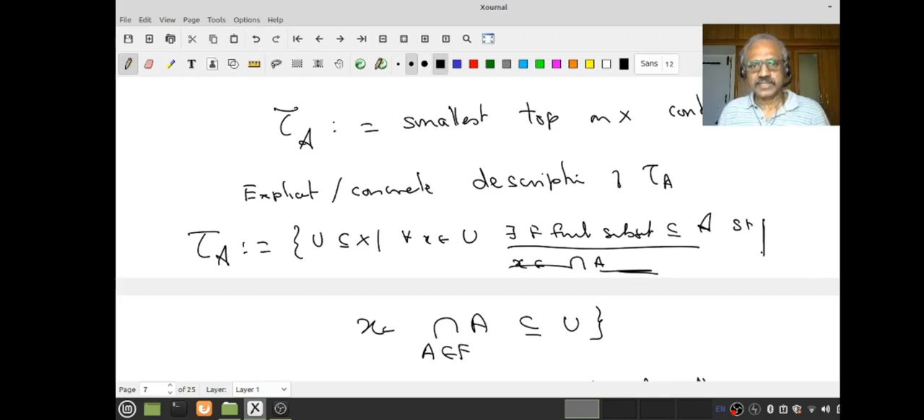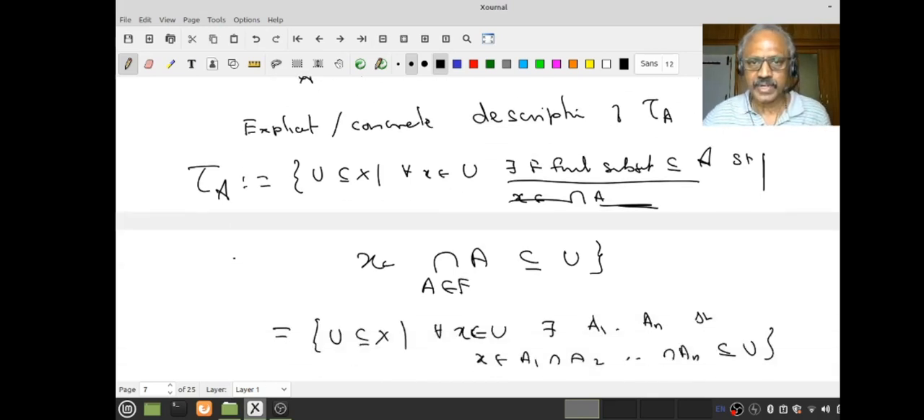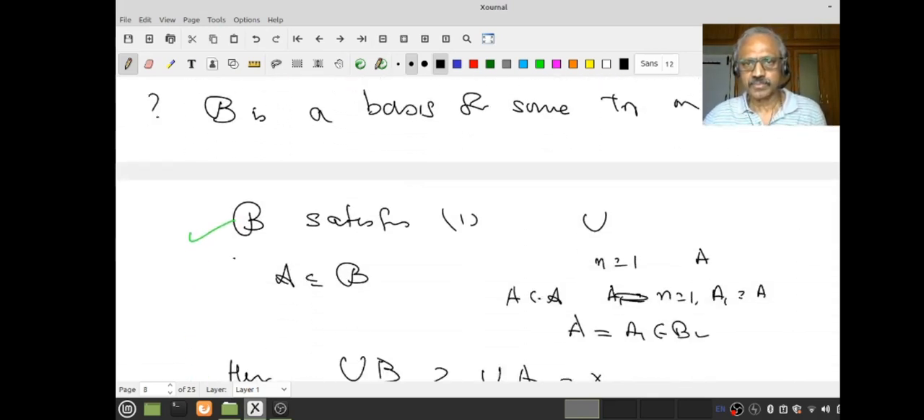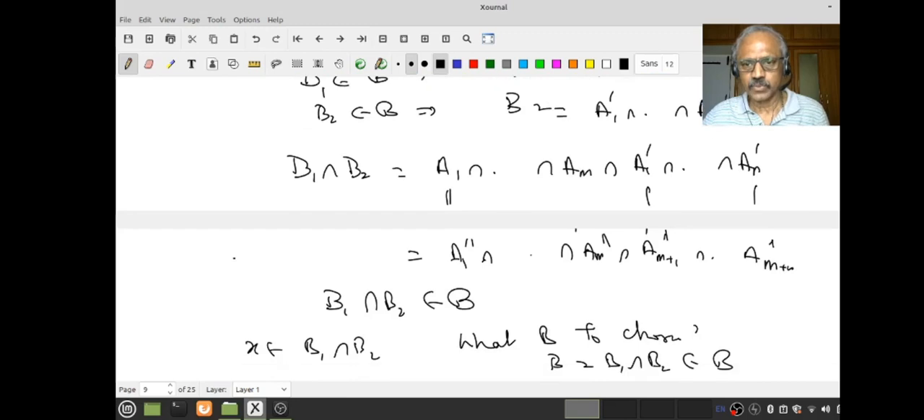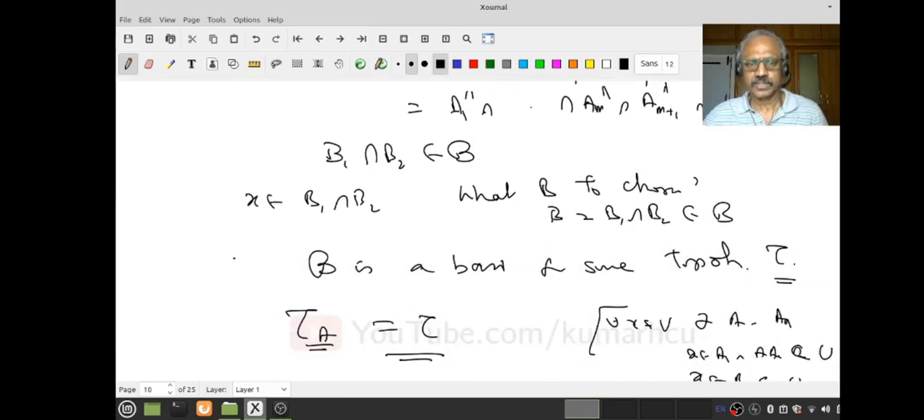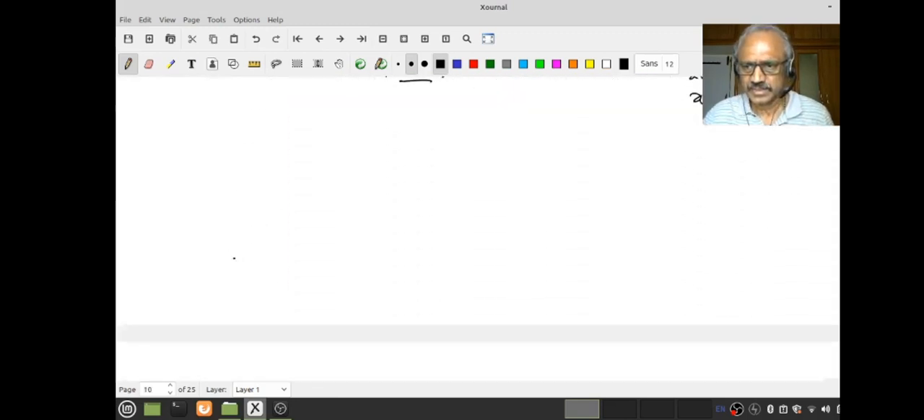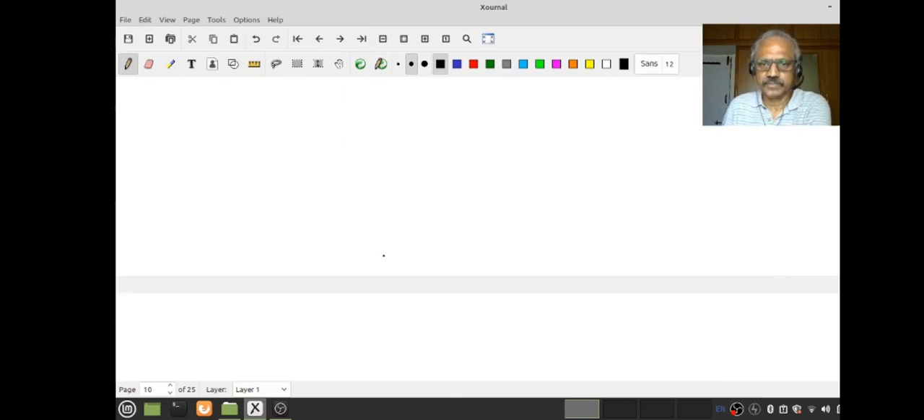Believe me, as I said, when I define tau A, this definition, this concrete description will play a very, very crucial role when we learn about new topologies from the old topologies, as we go along with respect to product topology, quotient topology, and whatever. Okay, please learn that well.